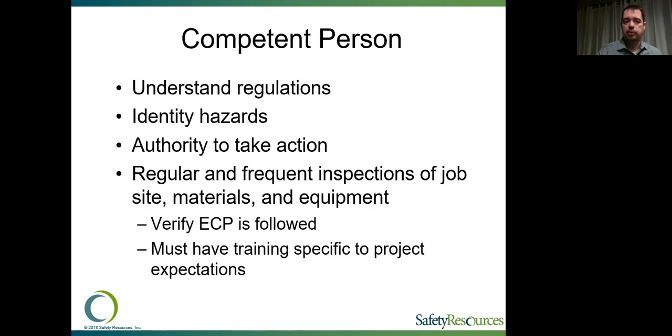So they have to be able to stop the work activity, make the corrections to either what the plan is for collecting or gathering that dust or keeping that dust to a minimum. And then also when it would be appropriate to continue the work.